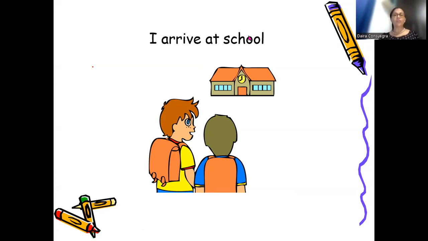Do you remember the order? Okay, let's review. Subject, verb, and complement. So the subject is the person who develops the action. I, you, he, or she. Verb is the action. Eat, arrive, go. In this case, yo llego a la escuela. I arrive at school. And let me delete this. Okay.